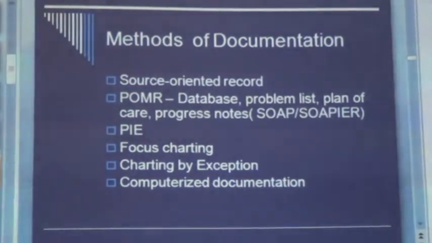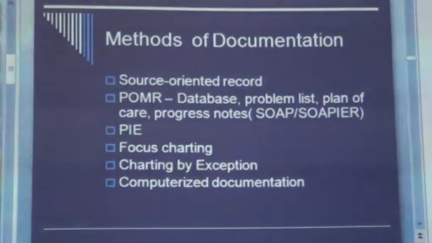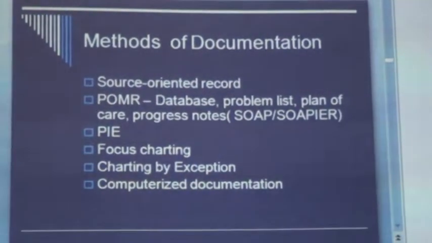Source-oriented record and problem-oriented medical record, that is POMR, and its components are database, problem list, plan of care, and progress notes. Under progress notes, there are two or three methods: SOAP and SOAPIER. And next is PIE, that is problem, intervention and evaluation. Next is focus charting, charting by exception, and computerized documentation. I am coming one by one.